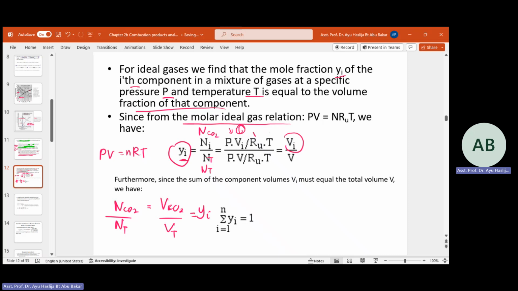So, sebab apa kita boleh samakan adalah mole CO2 dia akan ambil a certain volume inside the product kan. So, dia akan relate dengan mole dia. Berapa banyak mole dan berapa banyak sama dengan volume. They take up the space. That's why dia boleh similarkan dengan volume.